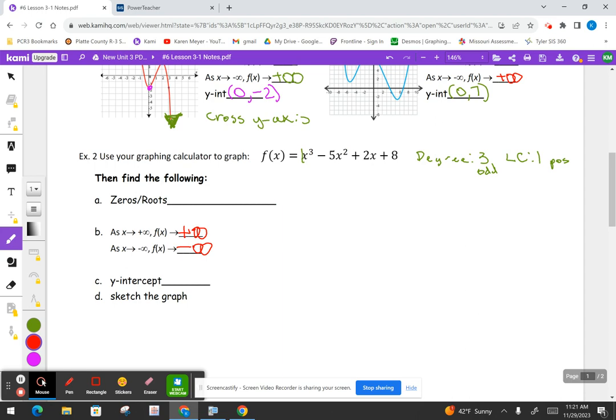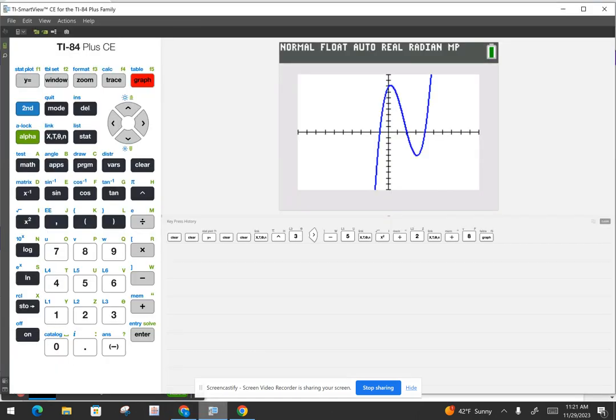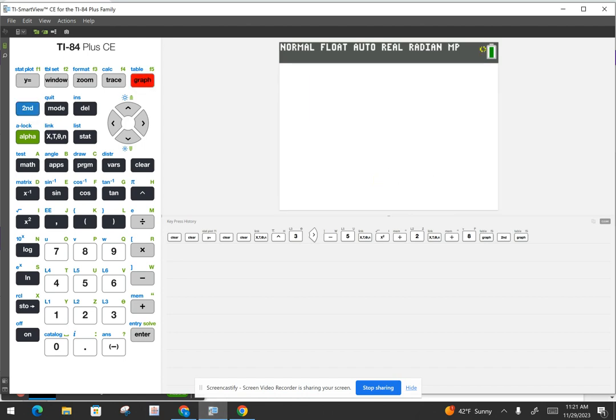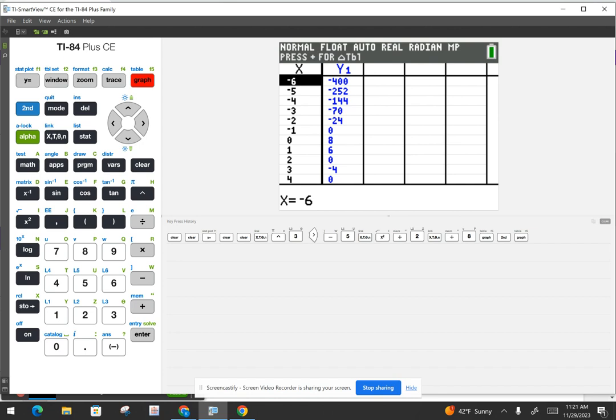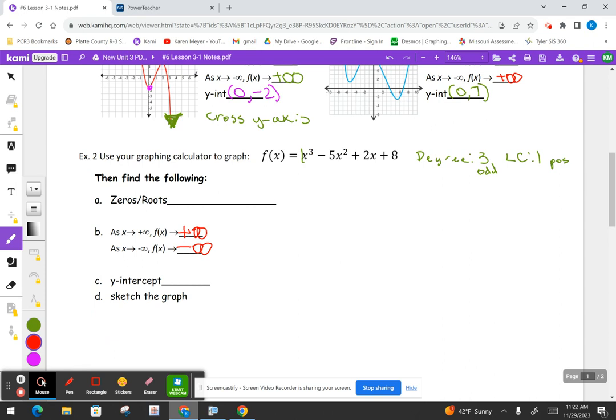So now let's go with y-intercept. So for the y-intercept, I'm going to go to the t-table. So hit second graph. And remember, you go to where there is a 0 on the x column. So right here. And you're going to say the y-intercept is 0, 8. So then I'm going to go back, and over here I'm going to do 0, 8.